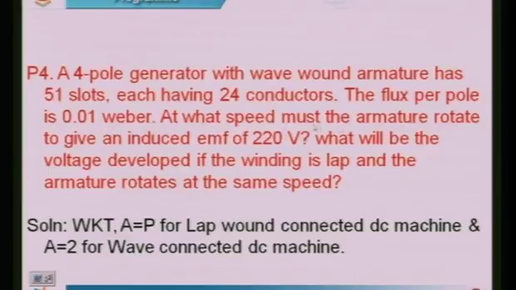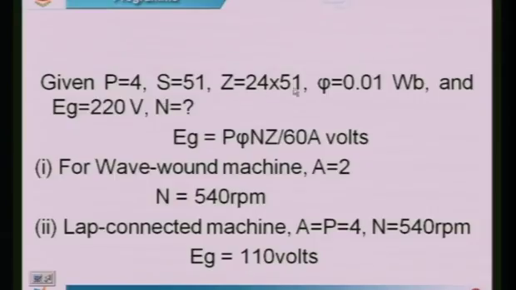At what speed must the armature rotate to give an induced EMF of 220 volt? You have to find out the speed of the armature. What will be the voltage developed if the winding is lap and the armature rotates at the same speed? You consider the first case, that is, in the first case it is given it is wave wound. Okay. In case of wave wound, A is equal to 2.